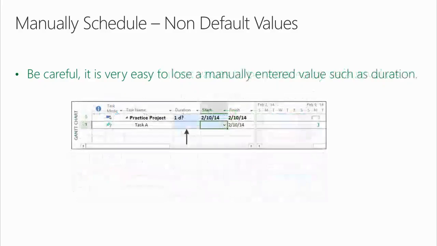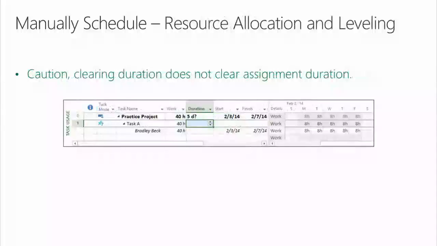Be careful. It is very easy to lose a manually entered value, such as duration. Again, certain steps I could prove to you, based on the things I do, will wipe out a manually entered duration value. Caution. Clearing duration does not clear assignment duration. So if you're assigning resources, and you go to the task level of the data model, and you clear out duration, and you assume that all duration is cleared all the way down to the assignment level, nope, not true.